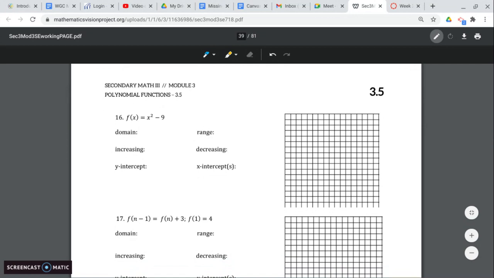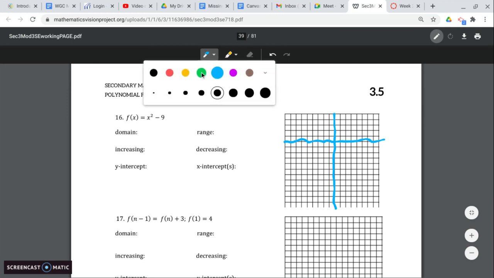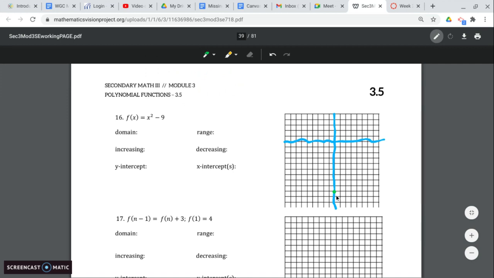So we're going to put our x-axis. I know my x-axis is so wobbly. We'll go there, y-axis right here. So we need to be down at negative 9 to start. So 1, 2, 3, 4, 5, 6, 7, 8, 9. So there is our starting point.